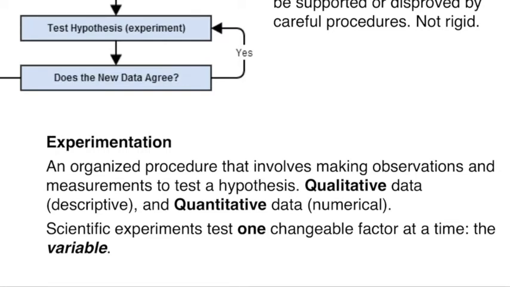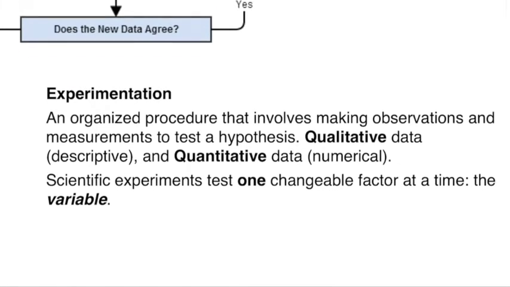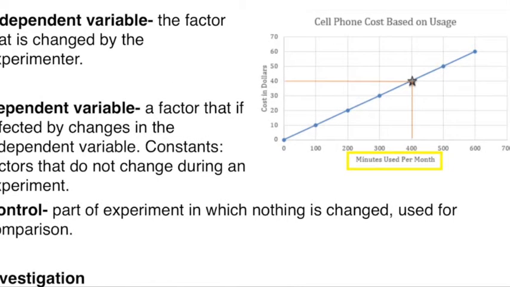That would be something that you would write down that's measurable, that's quantitative. And then you're looking at one changeable factor at a time. You want to know what causes what. What is the cause of something else? So you're looking at one little factor at a time. Everything else remains the same, and then that factor is called a variable. Now, you have several kinds of variables.